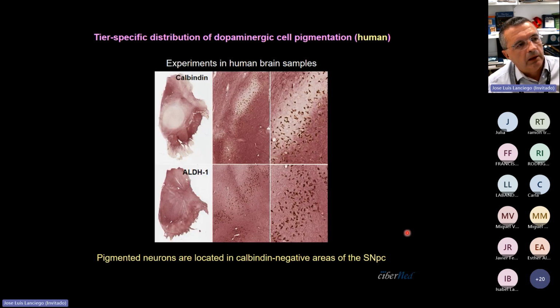So we just gave it a try on human material. For instance, this is a human mesencephalon. This is the right nucleus. This is the midline. This is the substantia nigra here. You can see that a substantial number of pigmented neurons are located in calbindin-free areas. And quite the opposite is observed if you stain with aldehyde dehydrogenase. So for some reason or another, there is a relationship between levels of pigmentation and the absence of calbindin.